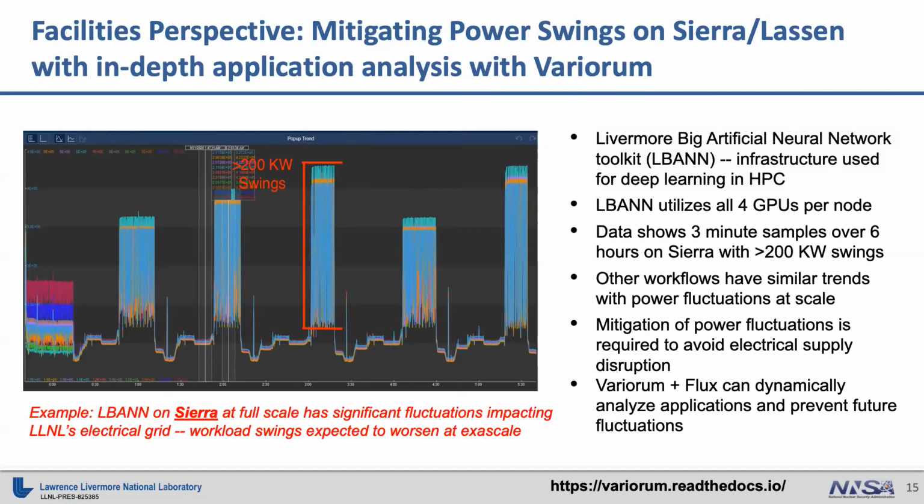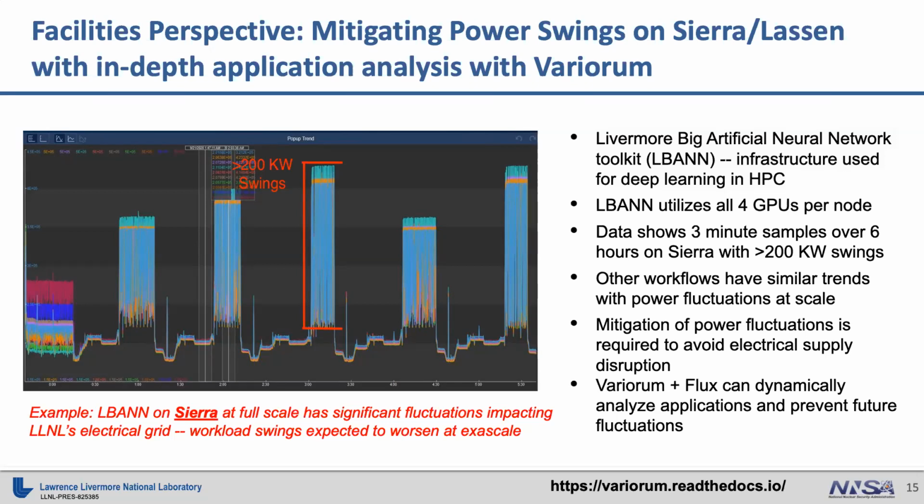And we've noticed this sort of a trend even with other science workflows. So there is a need to even mitigate the power fluctuations to avoid any electrical supply disruption, right? Because if you had these swings go up to a few megawatts, that is also going to be a problem. So if we are looking at, say, the next generation of supercomputers at exascale, that 200 kilowatt swing would look like a 1 megawatt swing, which is a problem in terms of grid stability and reliability.